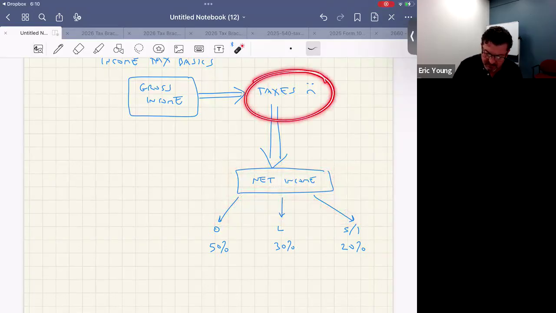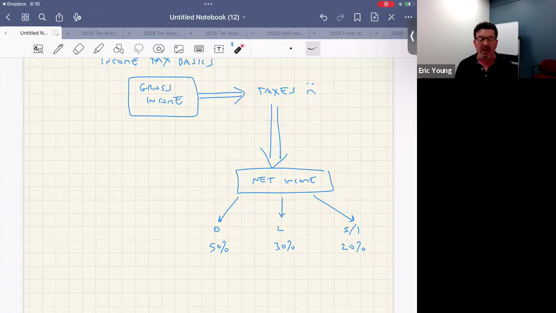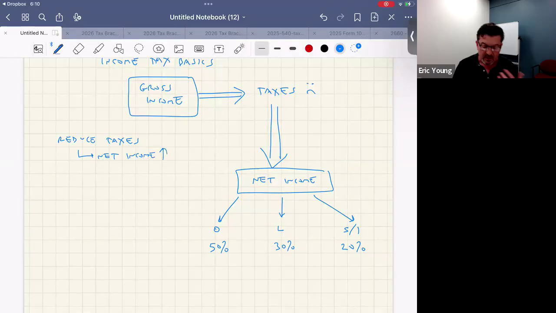Now, hopefully, you see why this is so important. Investment. So from a systems lens, we really want to take a look at the impact of these taxes on your net income and how we can reduce those taxes.